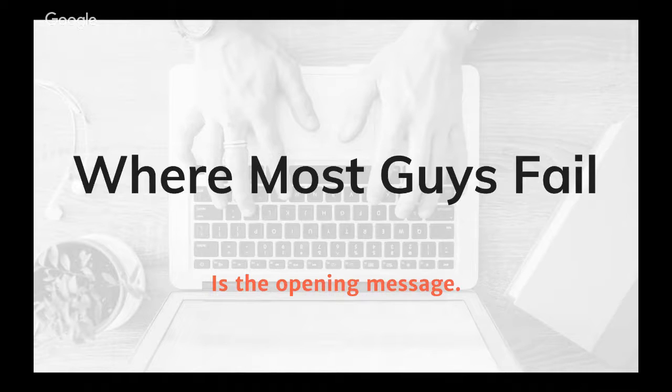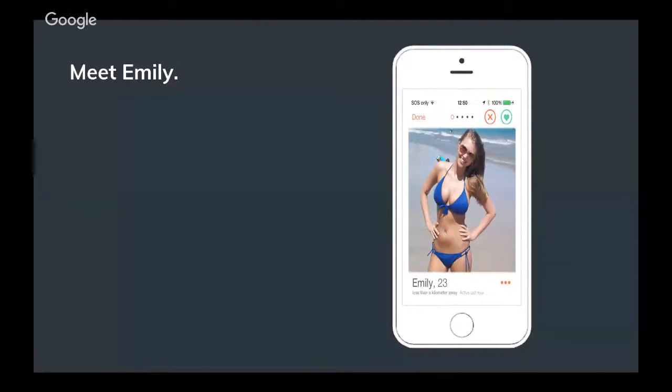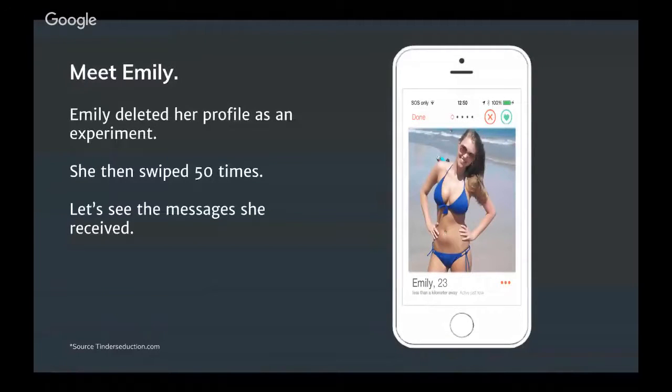Now, let's talk about what doesn't work before we get into the science of what does. So let's meet Emily. We're going to do an experiment. Emily is an attractive girl who most guys would probably find attractive. In this experiment, Emily deleted her profile. Then she swiped right 50 times, and we're going to take a look at the messages that she received.